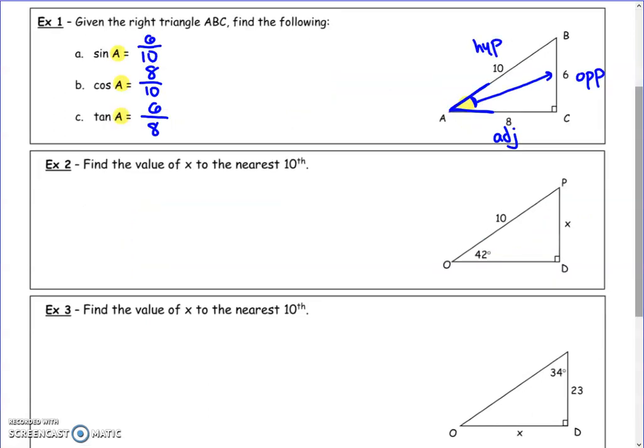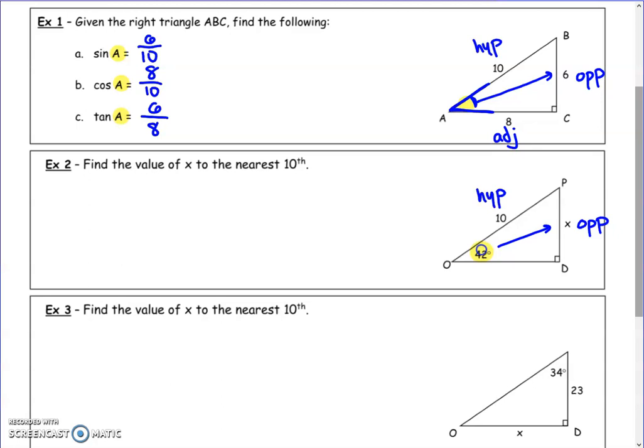Now let's start solving for a missing side. Example 2 says find the value of x to the nearest tenth. First thing we'll do in the triangle is look at the angle, where it's located, and identify what two sides are labeled. So angle 42 is on the bottom there. Across from it is the opposite, so x represents the opposite side. And 10 is the hypotenuse.